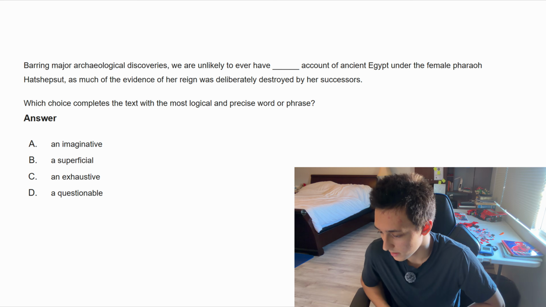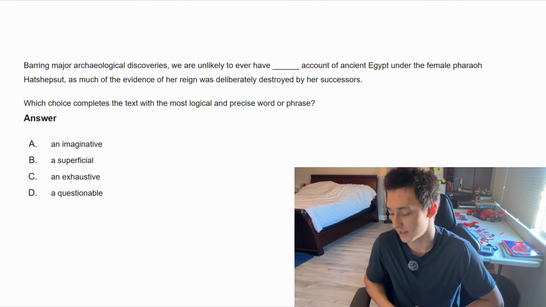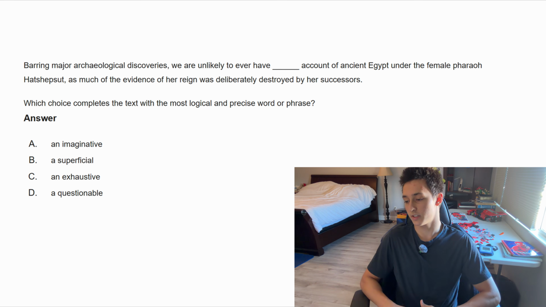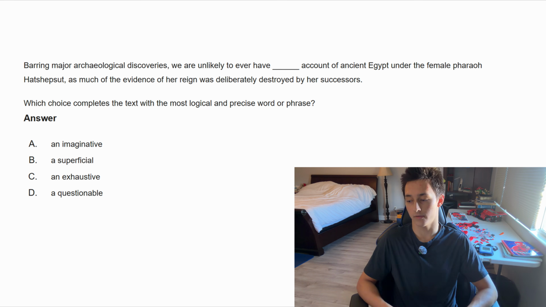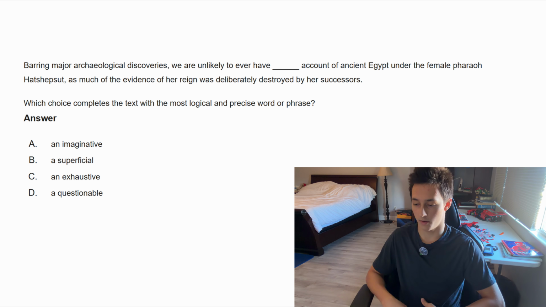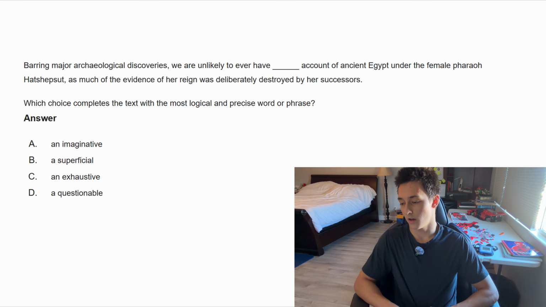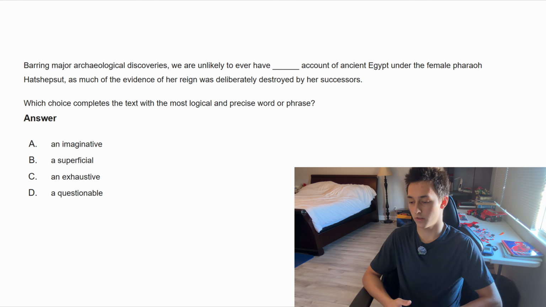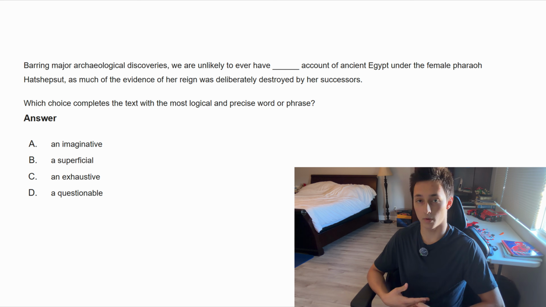Next question. Barring major archaeological discoveries, we are unlikely to ever have blank account of ancient Egypt under the female pharaoh Hatshepsut, as much of the evidence of her reign was deliberately destroyed by her successors. All right, so we're saying that a lot of the information was destroyed. So we're probably not going to have a detailed account. I would say detailed. I would say confirmed. One of those two would be my solution, because if a lot of the evidence is gone, we don't have a detailed account, or we don't have too much proof.